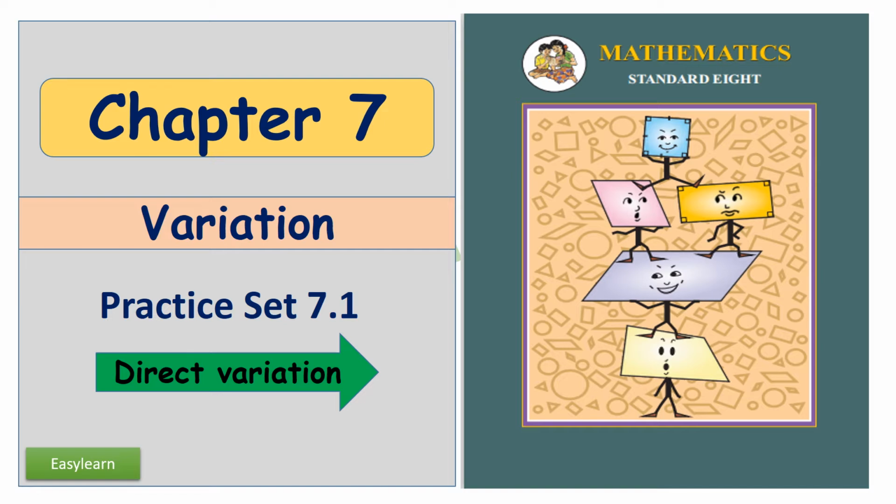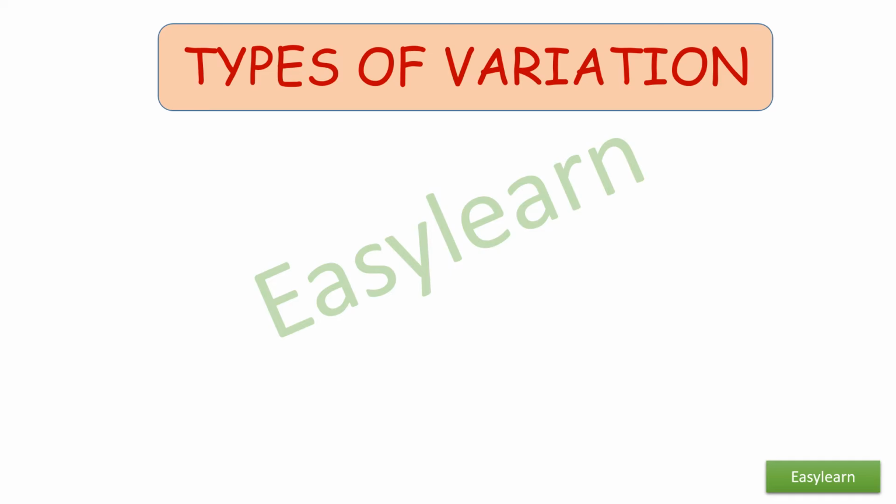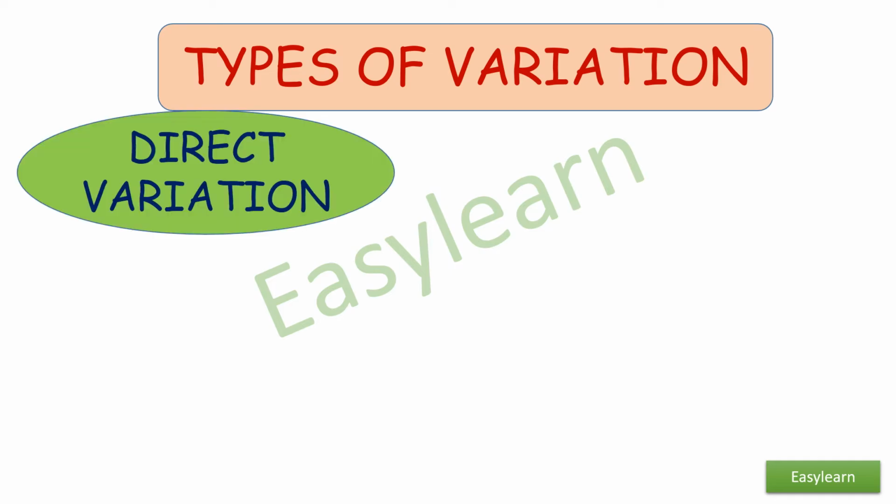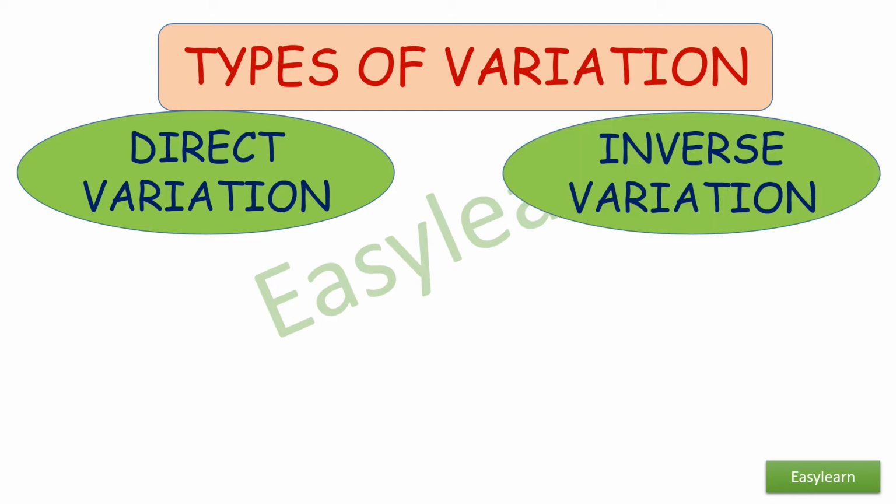In this video of Standard 8 Maths, we are going to study Chapter 7, Variation, Practice Set 7.1. Now, we have to see the types of variations in this. There are two types of variation, one is direct variation and one is inverse variation. Now, let us first understand what is a direct variation.